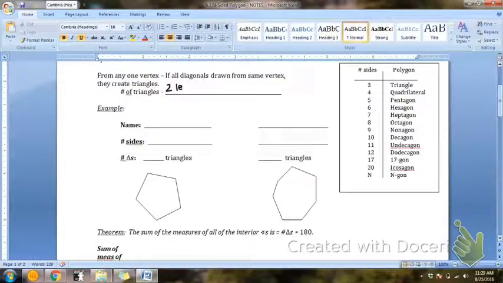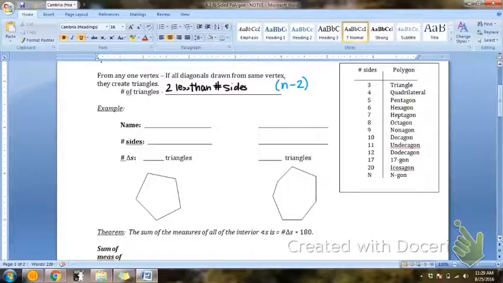The number of triangles is 2 less than the number of sides. We let n always represent the number of sides. Okay? n is always going to be the number of sides. So we're going to make a formula: n minus 2. So we're going to do 2 examples.